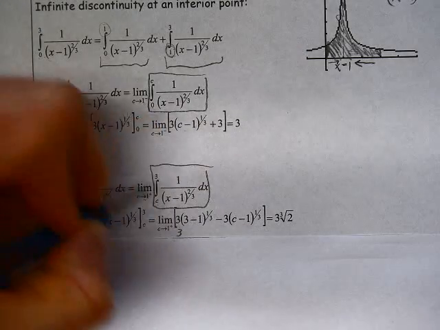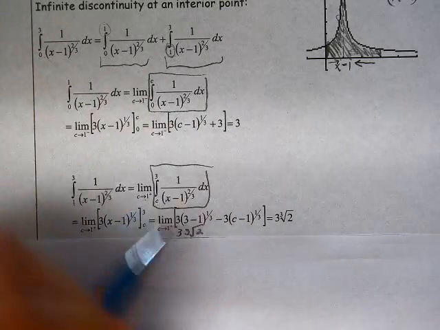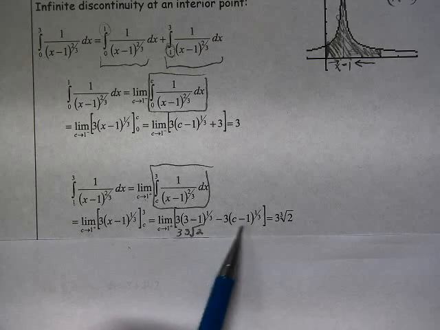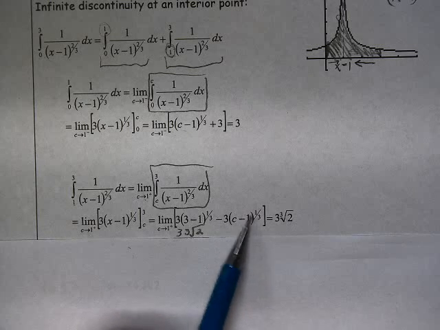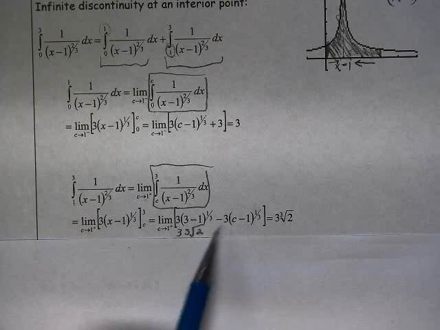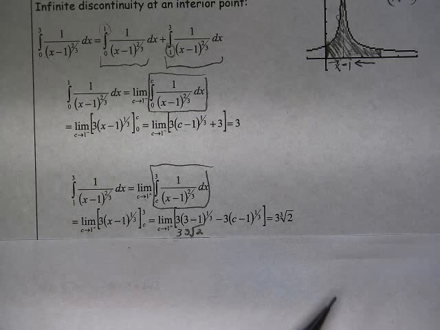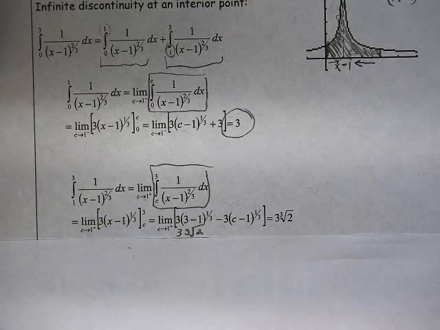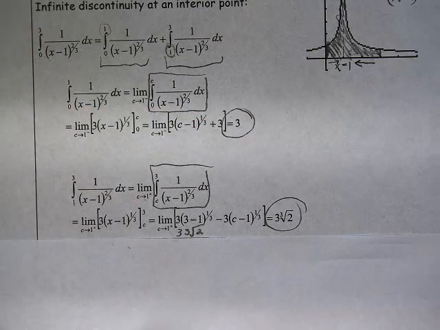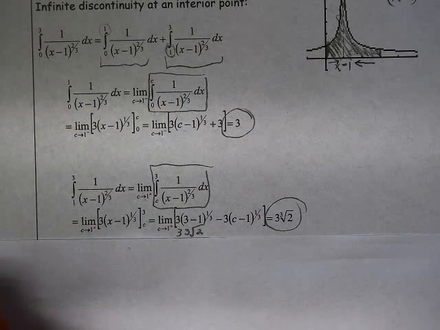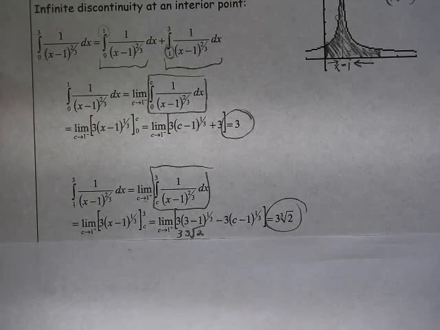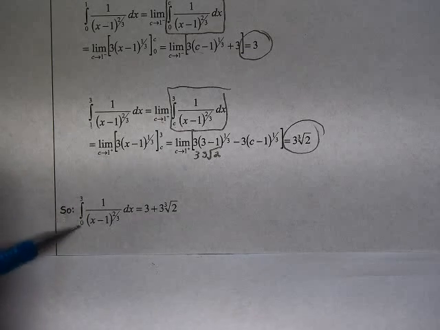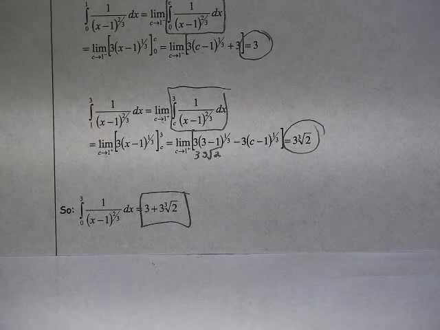This is, of course, 3 cube root of 2. And as I look at this, I can see as my c value approaches 1, this value inside the parentheses is going to approach 0. So this entire term disappears. I just have 3 times cube root of 2. So to the left of 1, I had the area converge to 3. To the right of 1, from 1 to 3, I had the area converge to 3 cube root of 2. So the overall definite integral from 0 to 3 is 3 plus 3 cube root of 2.